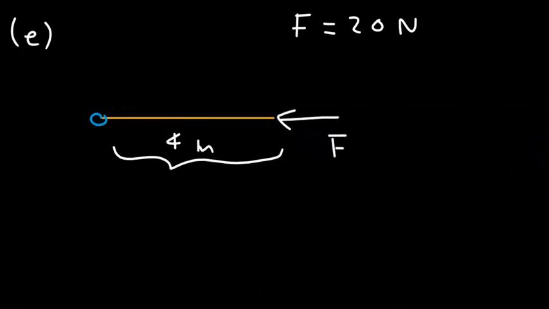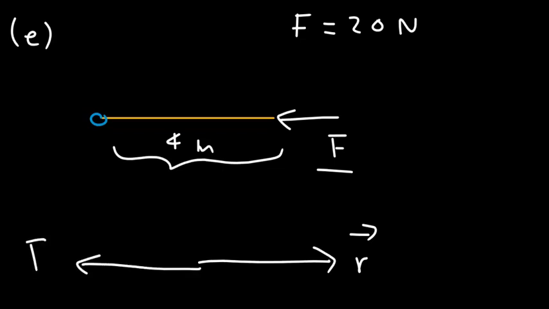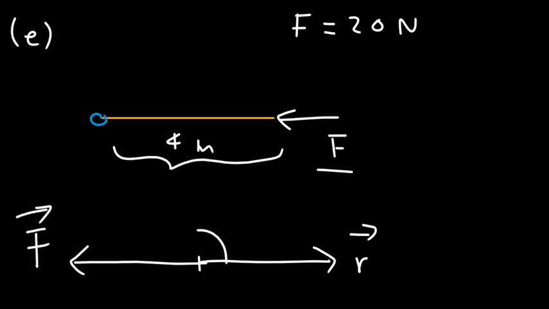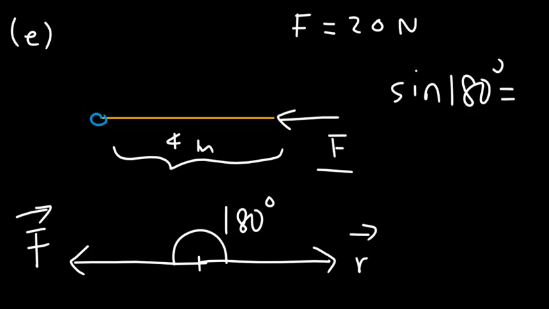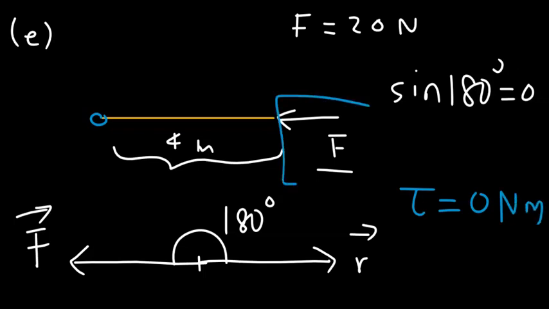The last case is as shown here. The force is 20 newtons, but it's directed parallel to the direction of that position vector. So the position vector is heading that way, the force is heading that way, giving an angle of 180 degrees. And we know that sine 180 degrees is 0. That means the resulting torque is 0 Newton meter. So such a force will not rotate this rod.